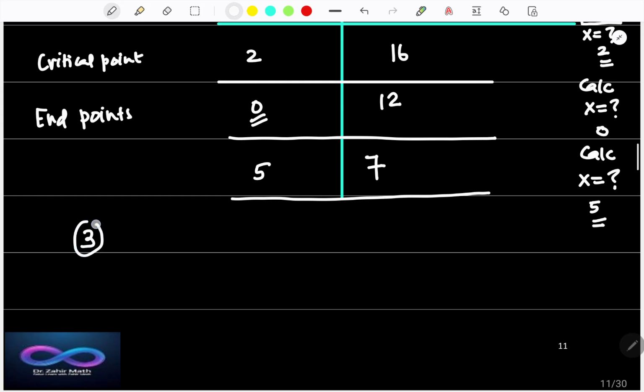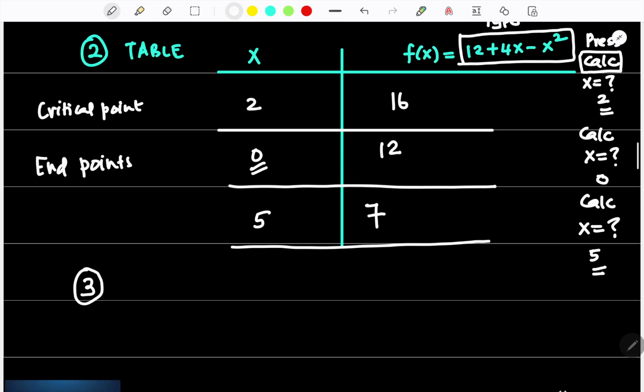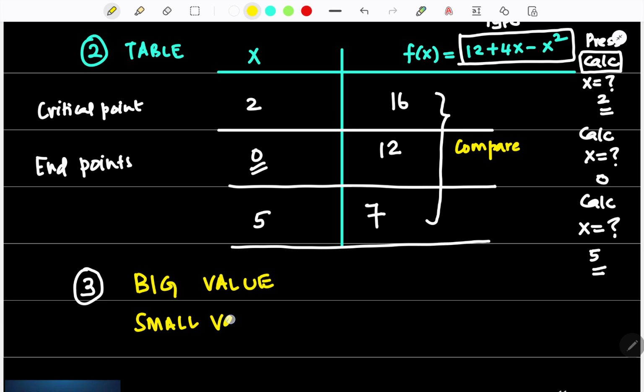Now step number 3. In step number 3, you have to compare. Compare means look at the values, look at the big value and the small value. What is the big value here? Big value is 16. So this is called maximum value. Clear, everybody? So maximum value is equal to 16. You should write at x is equal to 2. Keep in your mind. Right, teacher?